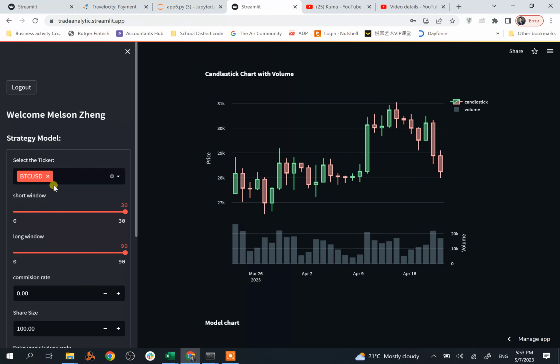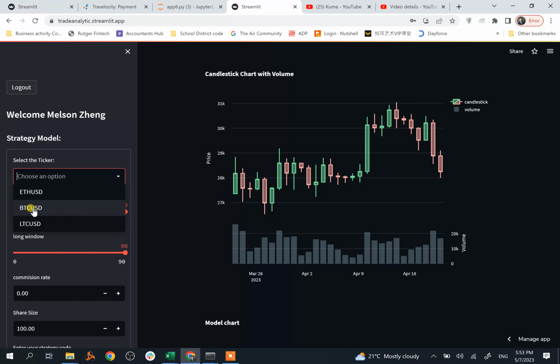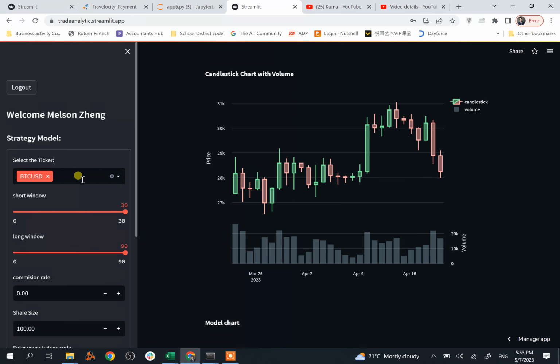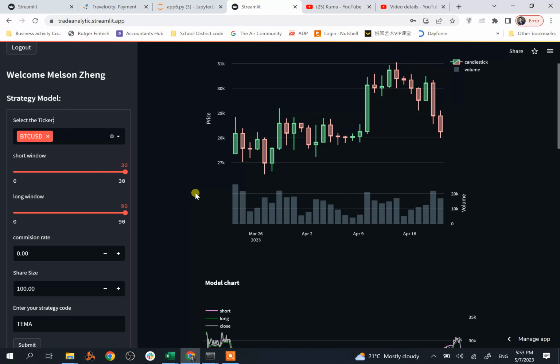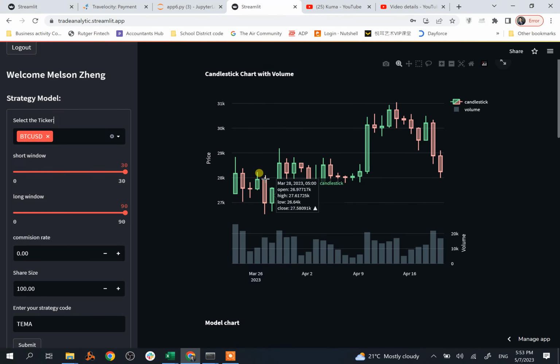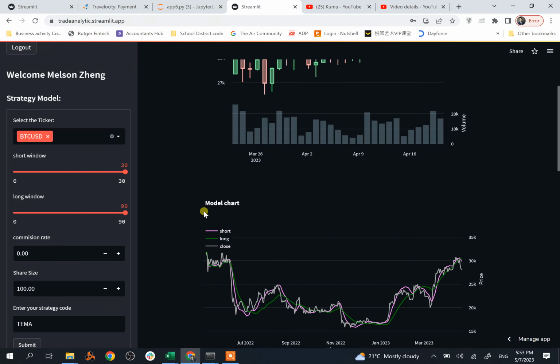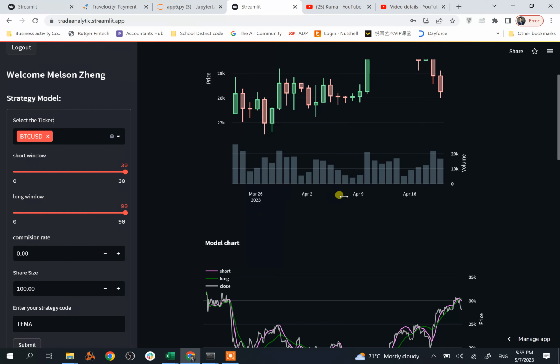So you start with choosing the tickers. Over here you can choose, say, Bitcoin, Litecoin, Ethereum. Now this can be customized to whatever you need when you set up the app. So going down the graph, first one is the candlestick of the last 30 days of trades with the volume data.